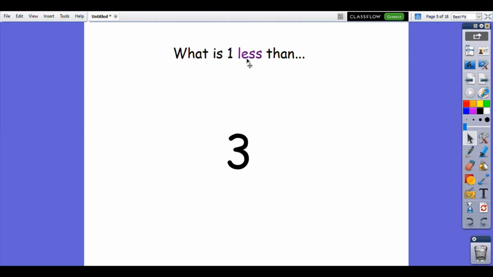Oh, it's changed now. Now it says less. One less than 3. 2 would be one less than 3. One less than 9. 8. One less than 17. 16 if we took one away, and finally one less than 20. Yes, it would be 19. There we go. I'll put a little comma in between to separate them.